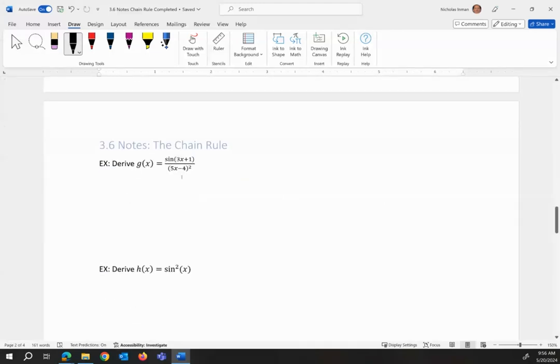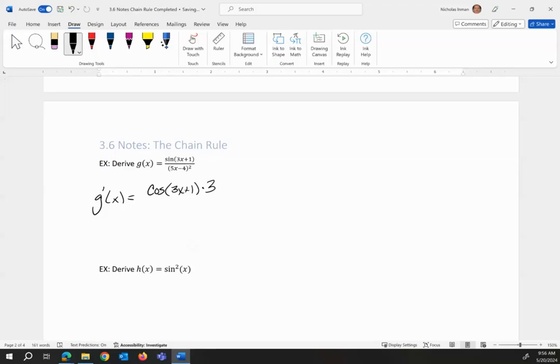All right, the next one, g of x, we have a quotient. Okay, so we have to do the quotient rule. All right, the quotient rule says take the derivative of the top. So the derivative of sine is cosine. And we leave the stuff inside. But since the stuff inside is more than just an x, we have to chain on, multiply by the derivative of that inside. So times 3.